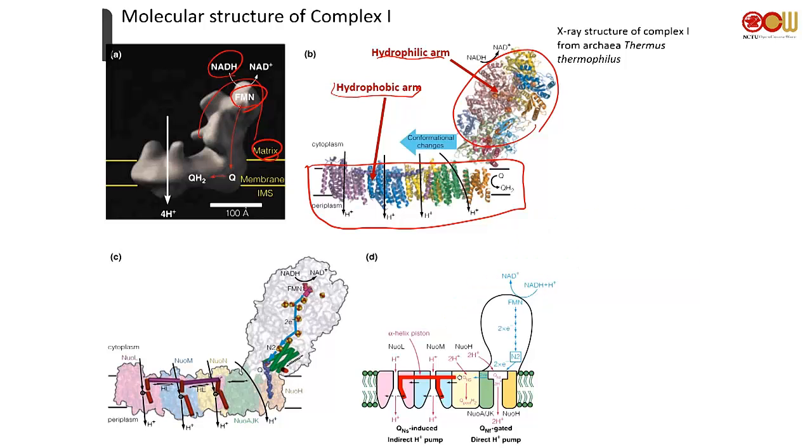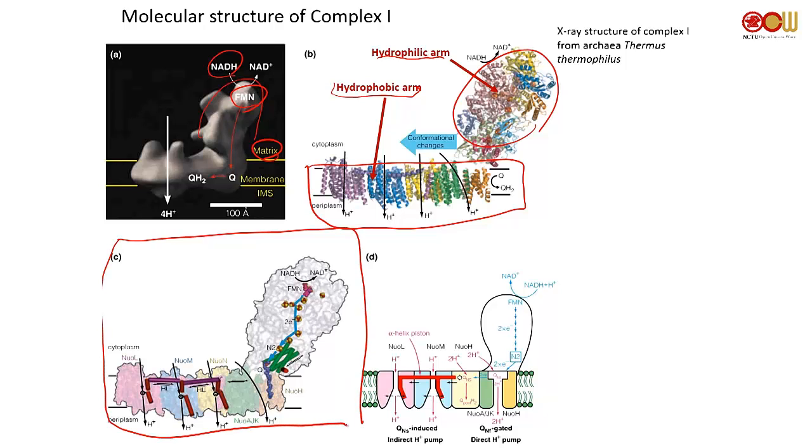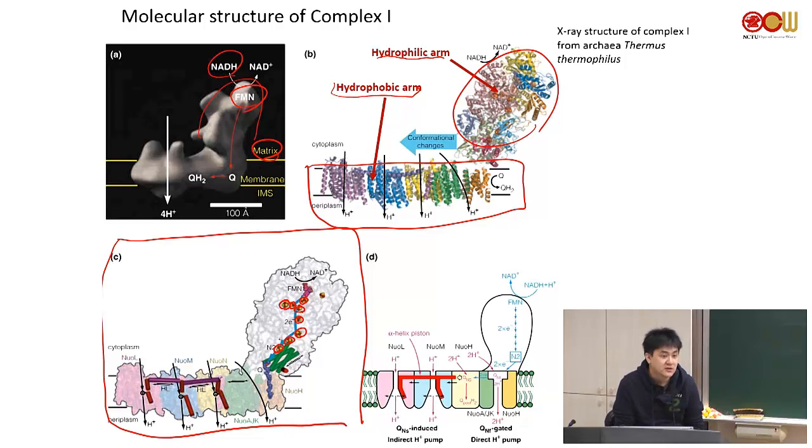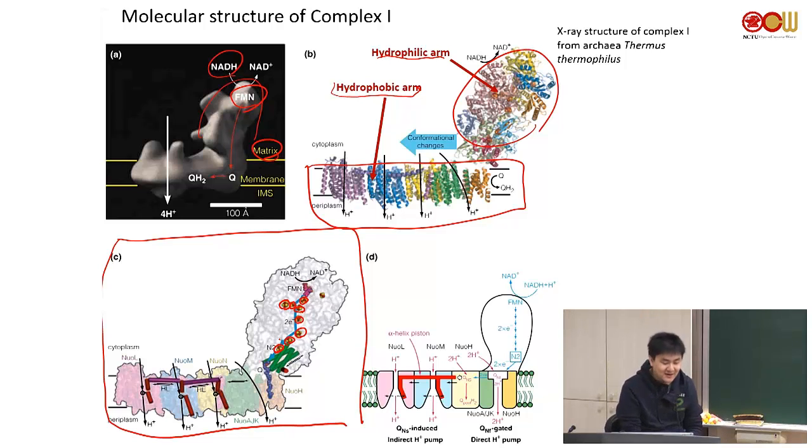Now let's look at this particular graph, the C graph. Check this out. You have all these iron sulfur clusters. You have a bunch of iron sulfur clusters. Why do you think you need so many iron sulfur clusters to do this? Why can't NADH just come in, go to FMN, then Q?